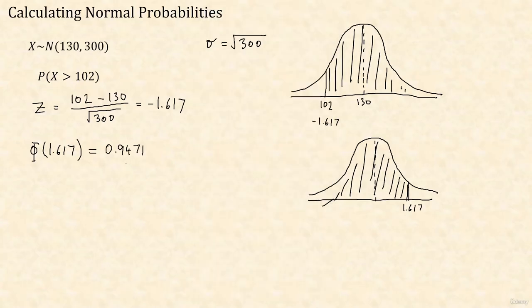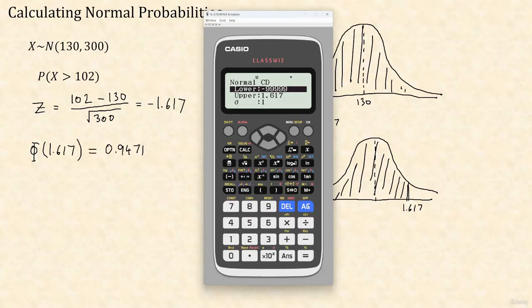Let's have a look at how you'd check this without doing any of the standardizing. This is something just to check your answer. Go back to your calculator and this time say, well, it's a lower bound. If we look at the original question, it's a lower bound of 102. It's 102 up to infinity, so just chuck in a big number. The standard deviation was the square root of 300 and the mean was 130. And look, you get the same answer, 0.947. Okay, the fourth decimal place was slightly wrong.